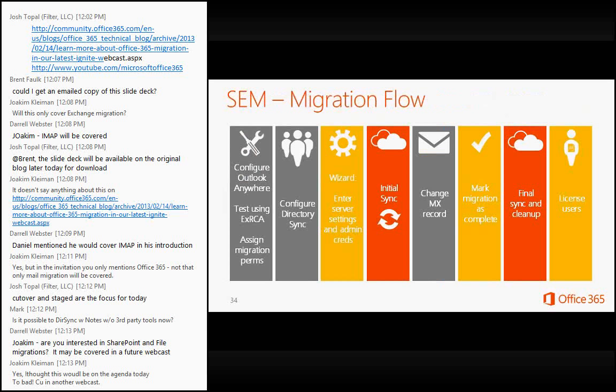So with the staged migration, there are no incremental syncs. It's a one-time initial sync after the items have been migrated. You can start using your cloud mailboxes straight away. As we said, as part of that migration, the target address would be stamped on the source address to allow that mail routing. So similar sort of process.